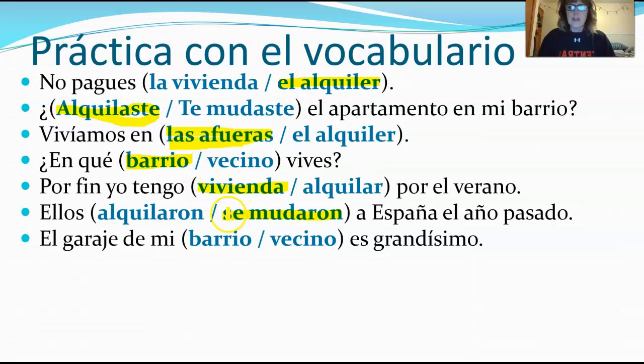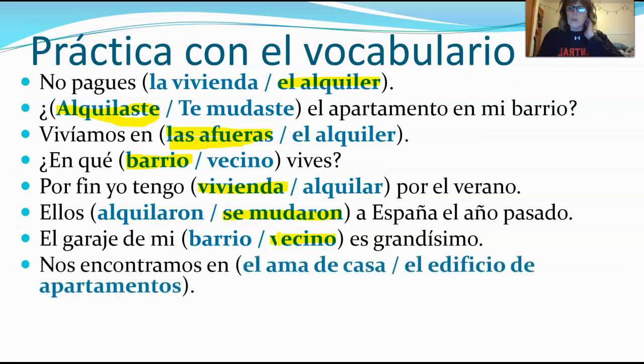El garaje de mi vecino es grandísimo. My neighbor. Look at the word vecino. It looks like the word vicinity, right? If you have someone that lives in the same vicinity, it's your neighbor. So, mi vecino. Nos encontramos en el ama de casa o nos encontramos en el edificio de apartamentos. Nos encontramos en el edificio de apartamentos.